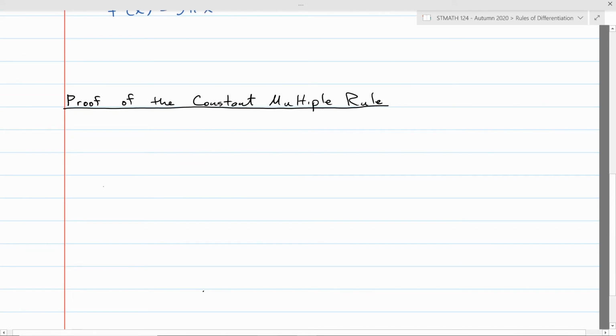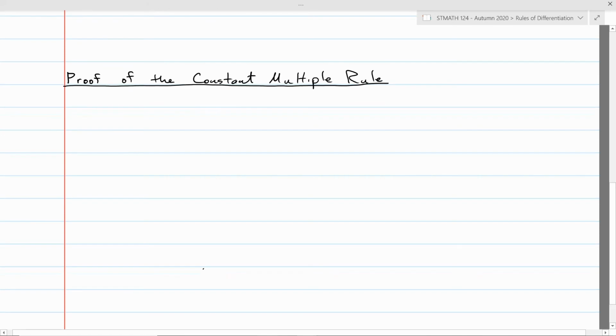So maybe now I'll fascinate you with the proof of the constant multiple rule. If these proofs are distracting you from the content of just calculating derivatives, you can skip over it for now. I would encourage you to check out these proofs, though. I think that understanding how things work gives you some deeper insight into things, and sometimes having a little deeper insight can help you.